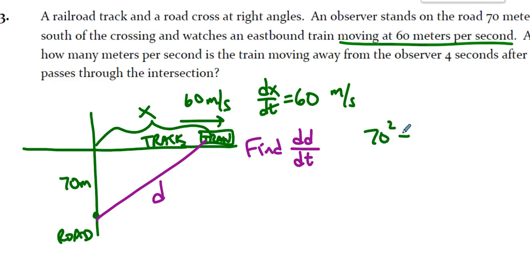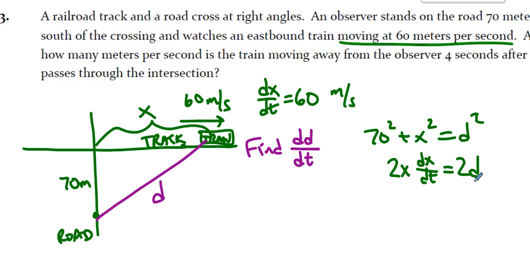Well, 70 squared plus x squared is d squared. There are no angles here. It's three sides of a right triangle, so the Pythagorean theorem applies. What does that mean? Well, this is a number. Its derivative is 0. This is x squared. Its derivative is 2x. But wait a minute, we're taking derivatives with respect to time. So chain rule: derivative of d squared is 2d, but wait a minute, d is not time. Chain rule, the 2's drop. So now we substitute everything we know.